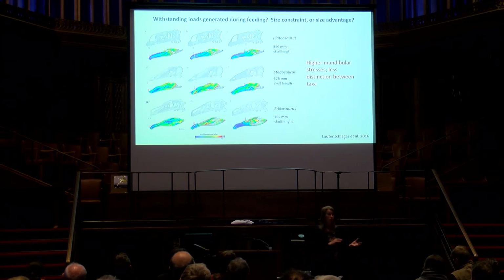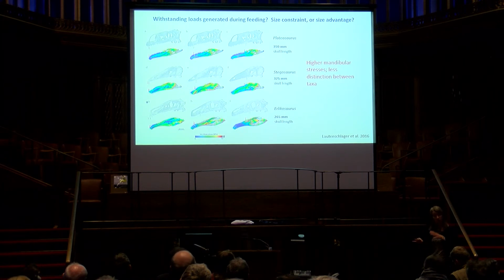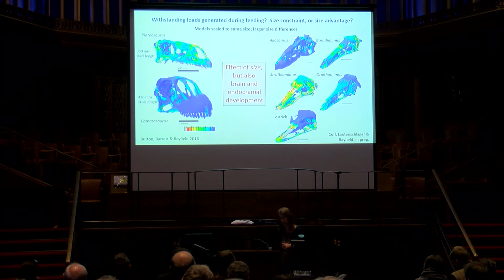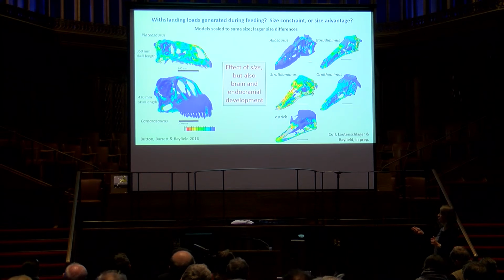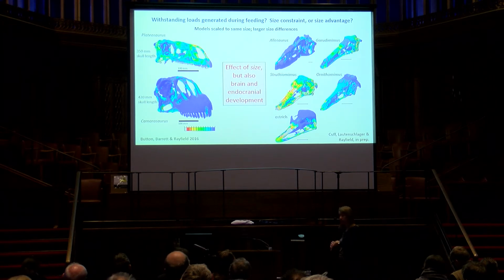But then if we just look at the jaws themselves, the jaws are telling us again a slightly different picture, because there's fairly high stresses throughout all the jaws within the different taxa, and there's very little distinction between those different taxa. So we're getting a slightly different signal between the skull and the lower jaws. In this study here, we can compare Plateosaurus again to a larger taxon. We scale these to the same relative size so we can look at the effects of shape. We see lower stresses within the skull here, which is actually in life a much bigger example.